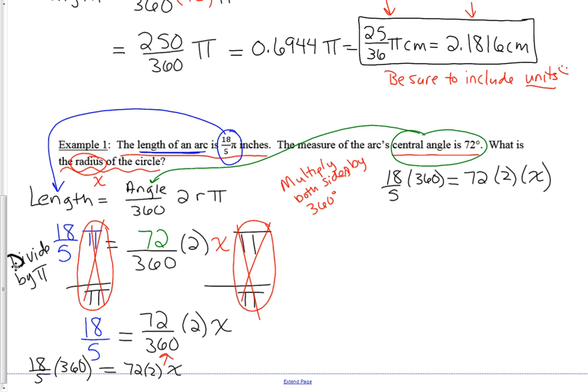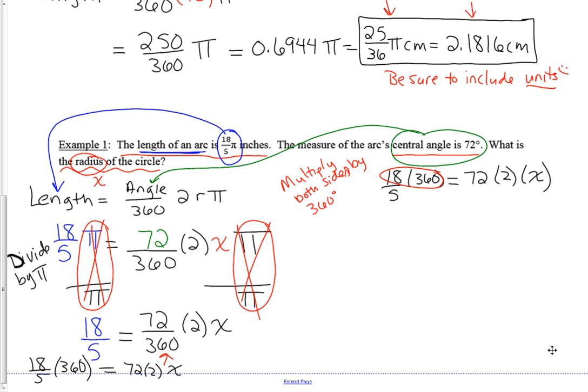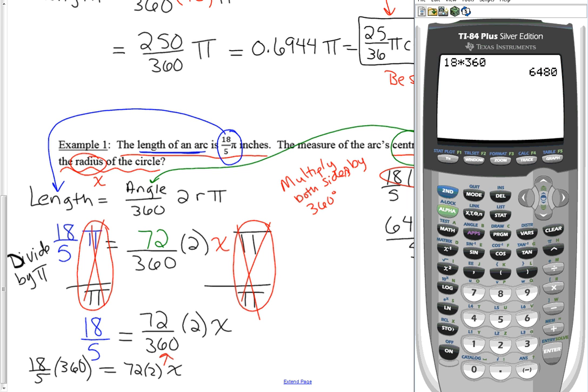So the first thing that I'm going to do is I'm going to multiply 18 times 360. So grabbing my calculator, 18 times 360. And I get 6,480. So this is 6,480 divided by 5 still. And then over here, I'm going to simplify this. I have 72 times 2 times x. So in my calculator, I'm going to work out 72 times 2. So to simplify, 72 times 2 is the same as 144.